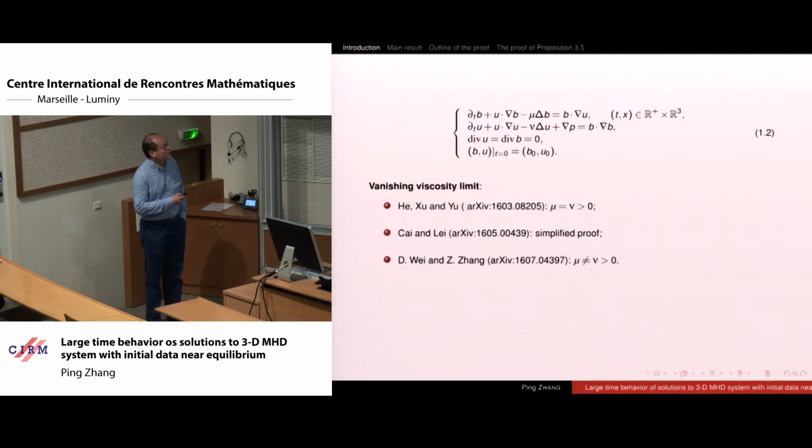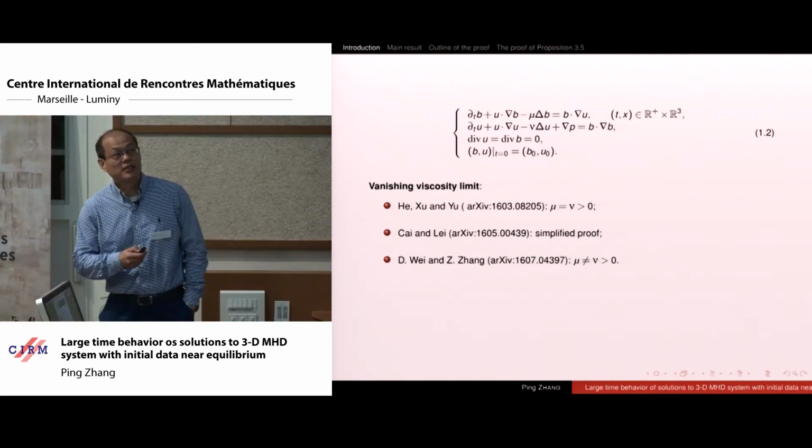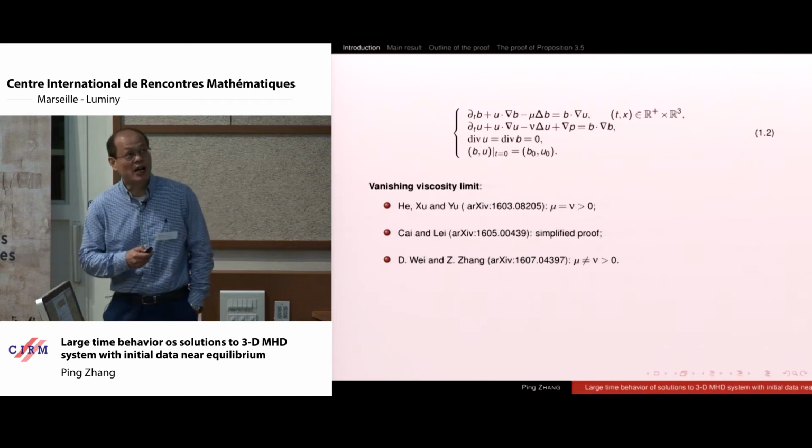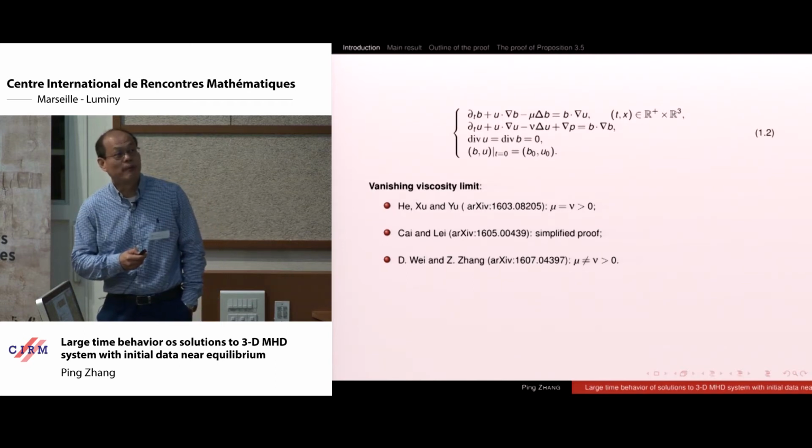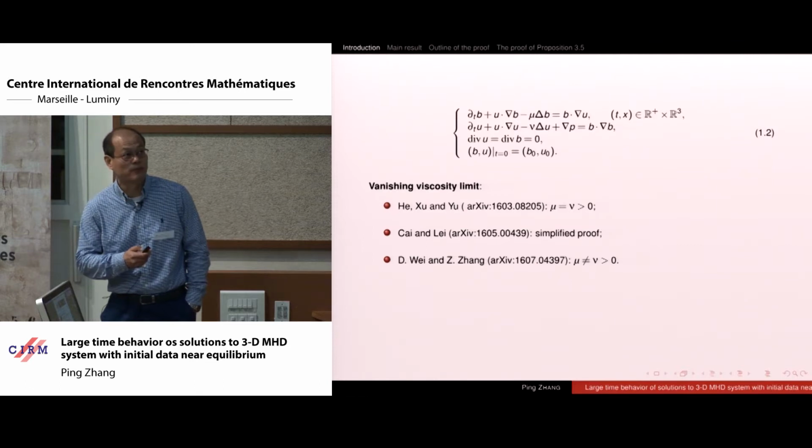Recently, there are also several papers on the vanishing viscosity limit of the viscous MHD system to the ideal flow. The first work is by Hou, Xu, and Yu. They proved that when mu equals nu, and mu and nu tend to 0, the solution of the viscous system tends to the solution of the ideal MHD system, the solutions of Bardos, Sulem, and Sulem.